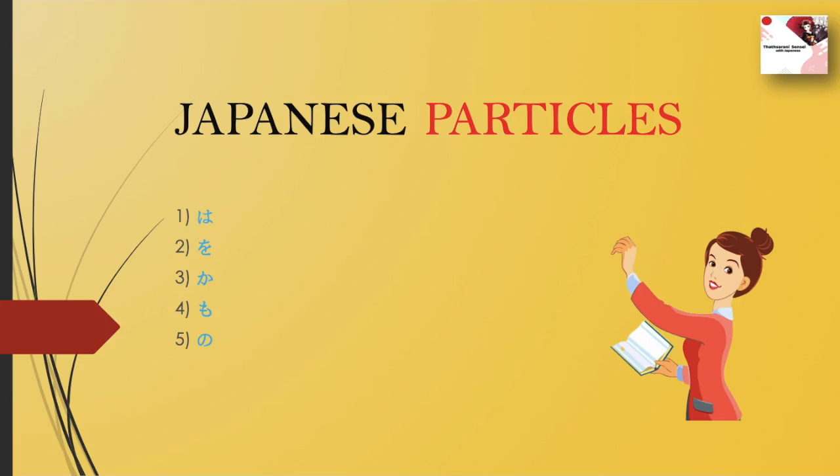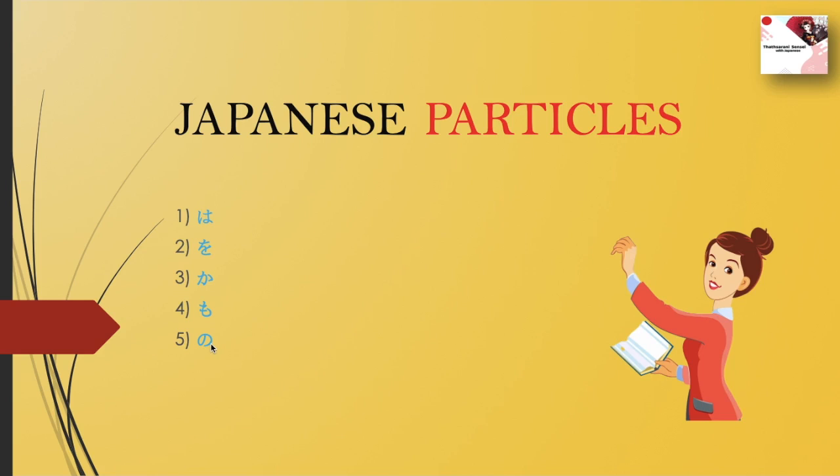In this lesson, you will learn about Japanese particles in grammar. Alright, here we have 5 particles. The first one is wa, but in hiragana we know this is ha. But in grammar, to represent the subject, we use this ha as wa. Okay, now we also have wo, and then ka, mo, and the final one is no.